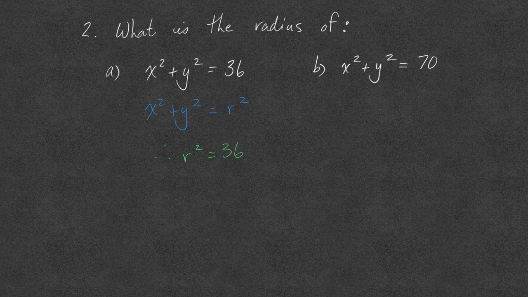And if r squared has to give you 36, then your radius must be 6. Now, I want to address a number of things on problem A. First off, if you created the green, you may then go, yeah, but why isn't it plus or minus 6? And there is a little bit of shortcutting that we tend to do.